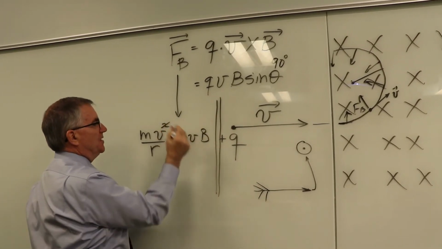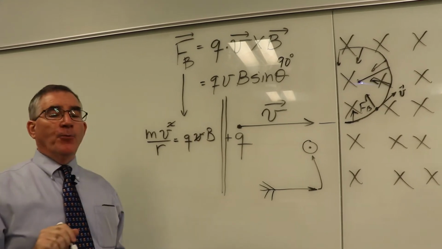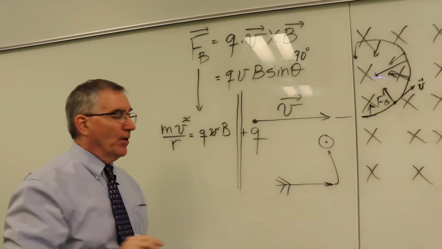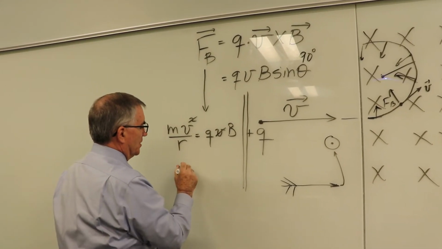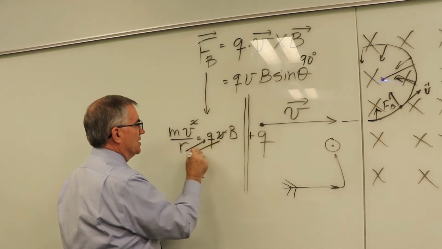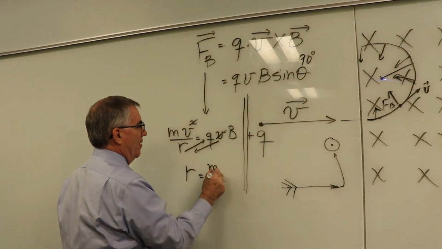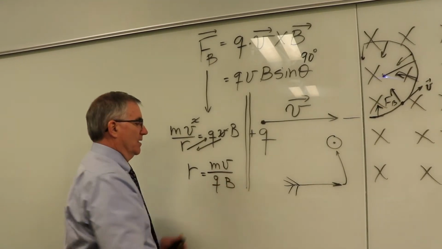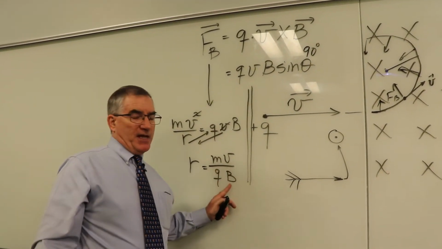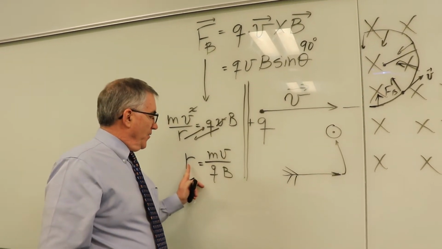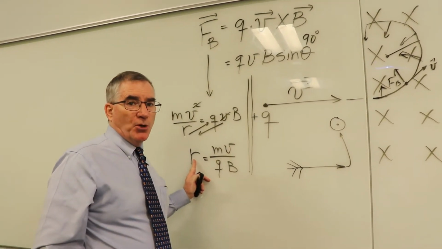Put up a wall here. You can see one of the v's cancel. And a really simple measurement to make in this experiment, the dependent variable, would be the radius here. So we're going to solve for radius. We'll put that up here, and then take these two and put them down there. And that's going to be mv over qB. So look what it says. If you make the B field bigger, the radius is going to get smaller, smaller, smaller.